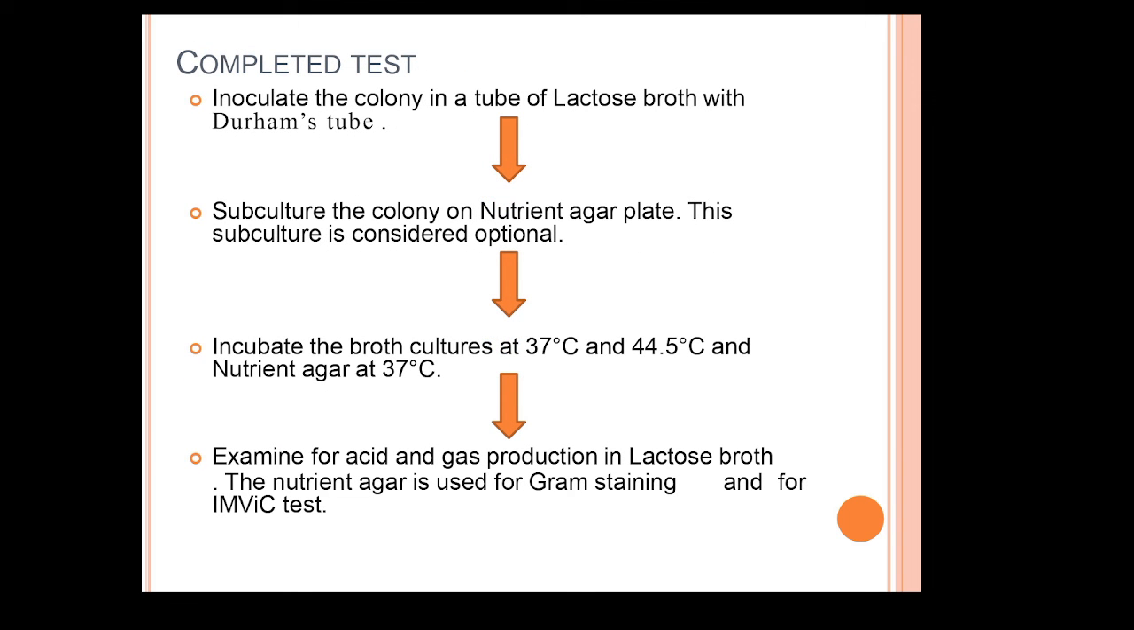Then the completed test. Inoculate a colony in a tube of lactose broth with Durham's tube. Subculture the colonies on a nutrient agar plate. This subculture is considered optional. Incubate the broth cultures at 37 degrees Celsius and 44.5 degrees Celsius and nutrient agar at 37 degrees Celsius. Examine for acid and gas production in lactose broth. The nutrient agar is used for Gram staining and for the IMViC test.